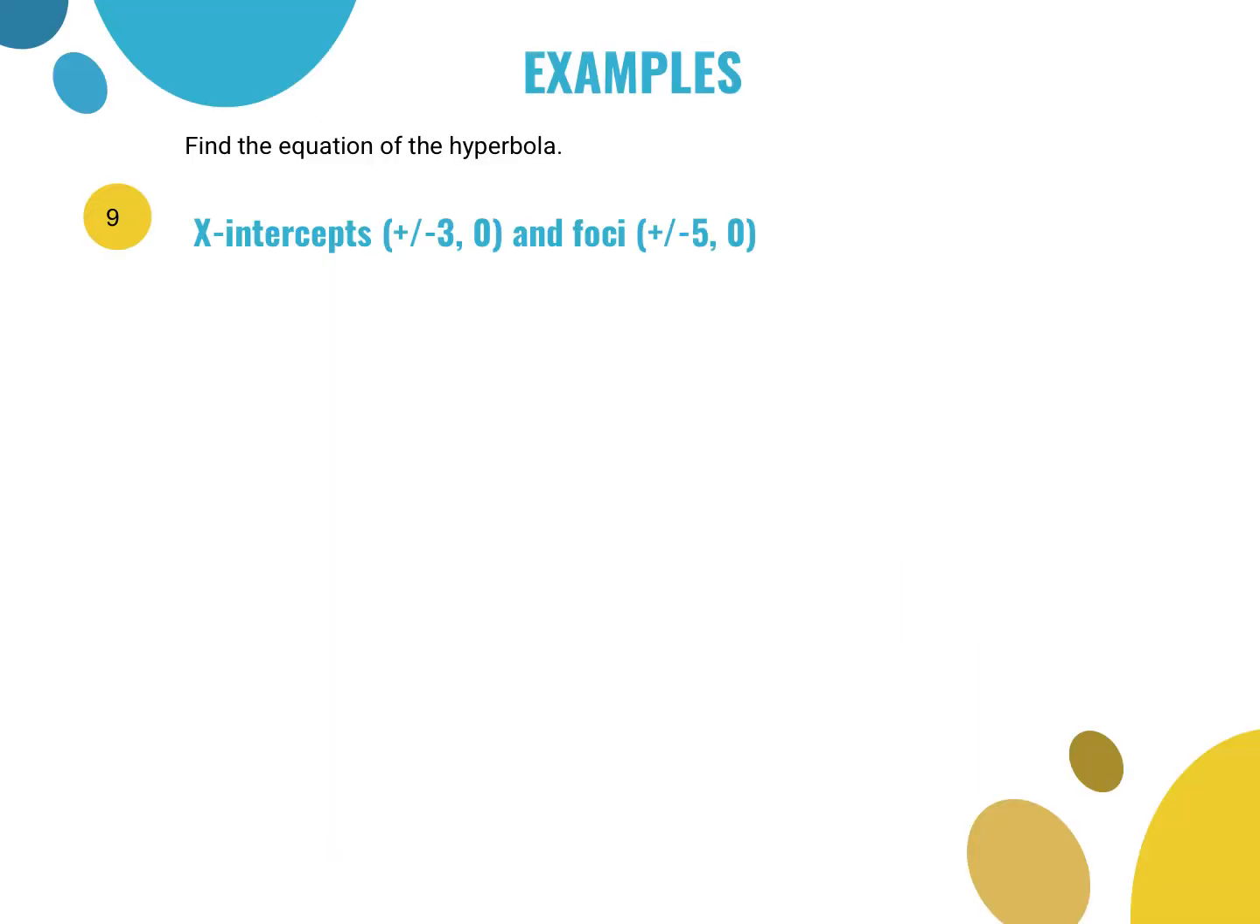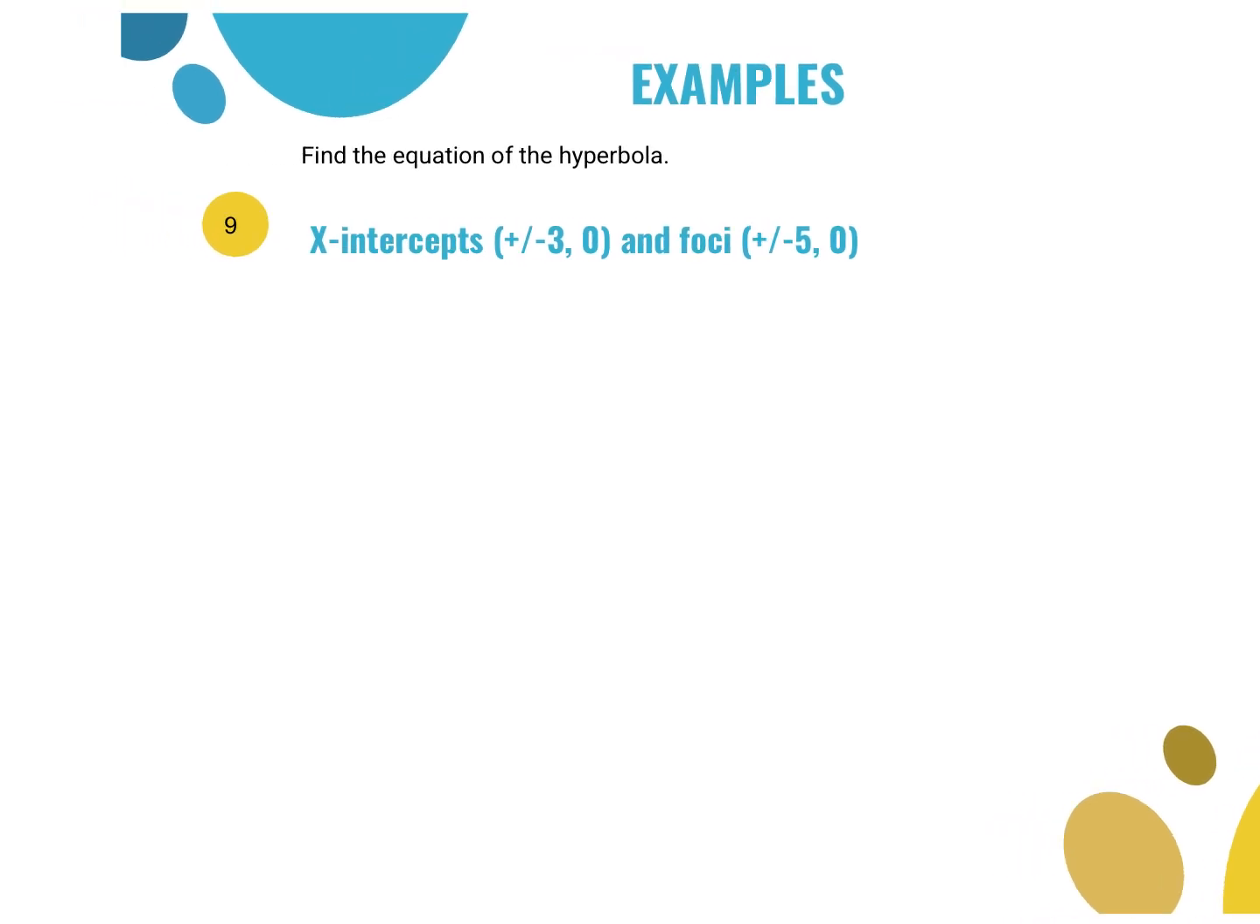So here is example 9. Again, I'm going to give myself a visual. Still the same idea here. So here is my x and y axis. I have x-intercepts at positive 3, negative 3. So I've got a point here and here. And then I have focus points or foci at positive 5, negative 5. So this x-intercept that's here is actually the vertex. And these are the foci. So you can see that your graph is going to look like that.